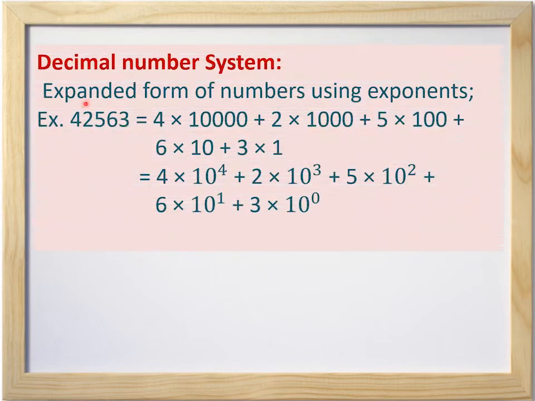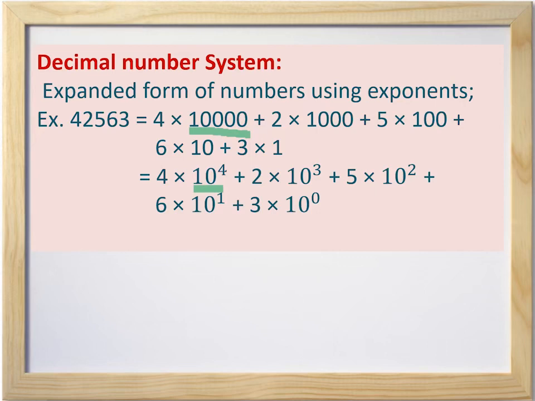Children, today we are going to learn the expanded form of numbers using exponents. For example, let us expand the number 42,563 in the decimal number system. We know, children, the expanded form is given by 4 into 10,000 plus 2 into 1,000 plus 5 into 100 plus 6 into 10 plus 3 into 1. Now we are going to expand the same number, 42,563, using exponents. For that, children, we know that 10,000 can be written as 10 raised to the power of 4, since 10,000 is a product of 10 multiplied by itself 4 times.